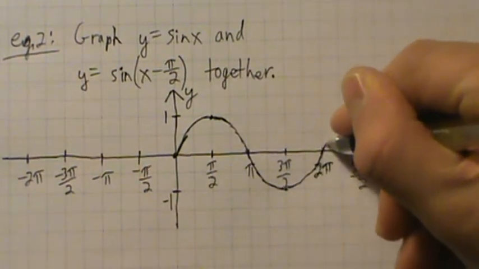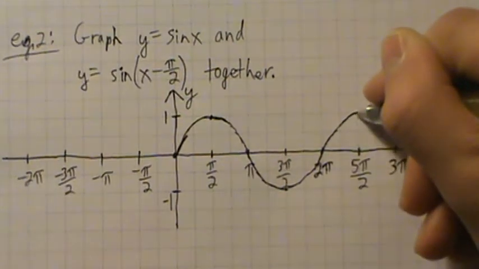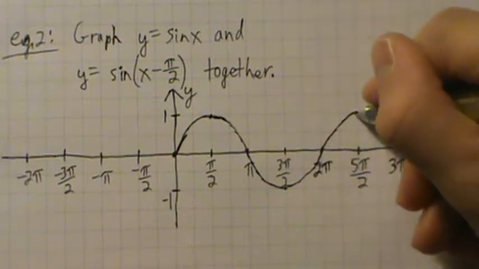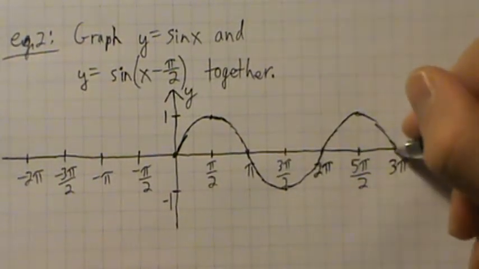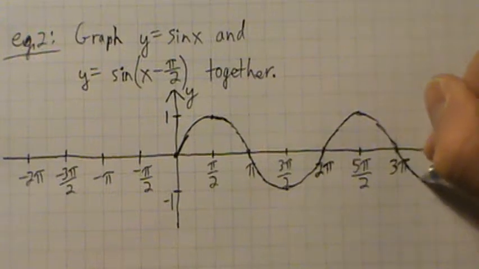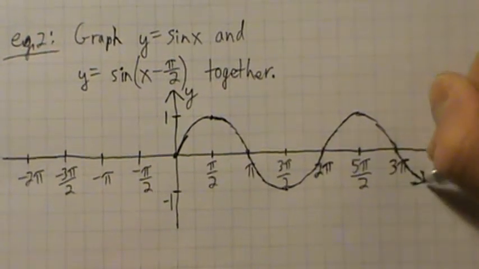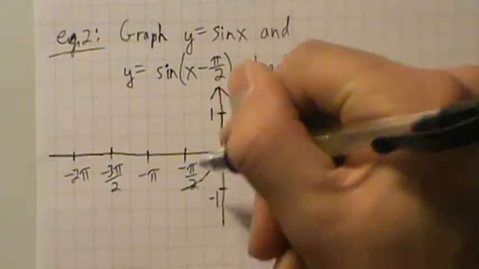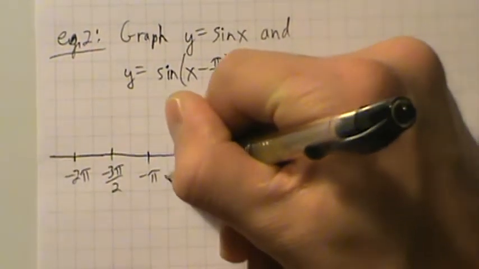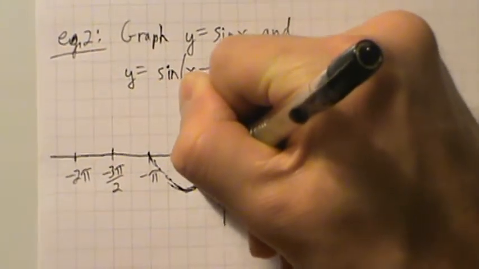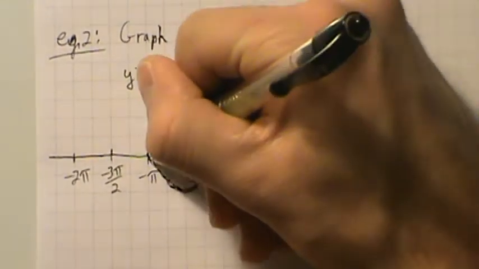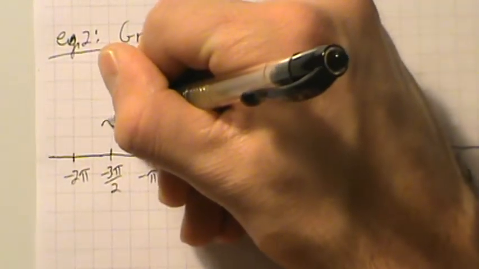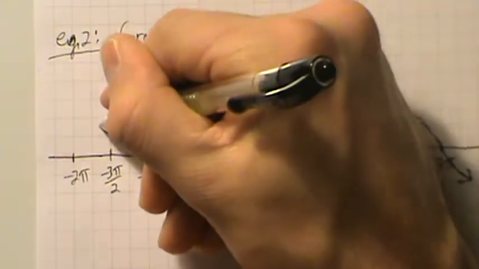So we can repeat, go up to 5 pi over 2, comma 1, come back down to 3 pi, comma 0. And then we can continue out this way. I actually didn't really want to go that far here, but too late now. Anyway, if we go back out this way, we're going to go to negative pi over 2, comma negative 1. We'll come back up to negative pi, comma 0. So kind of make it a smooth, rounded corner there. Then come up to negative 3 pi over 2, comma positive 1.